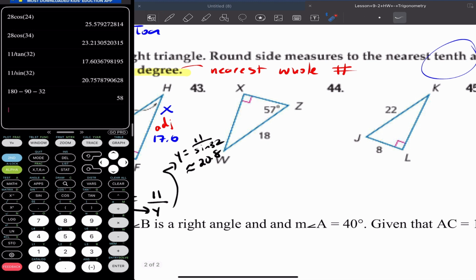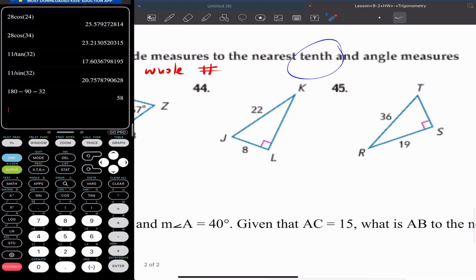Okay, I'm going to assume that you can do 43 on your own. Let's take a look at 44, because why am I looking at 44? I don't have angle measures whatsoever besides this 90 degrees, right? So what you have to do is figure out what measure angle K is, right? So K will be your angle of reference.